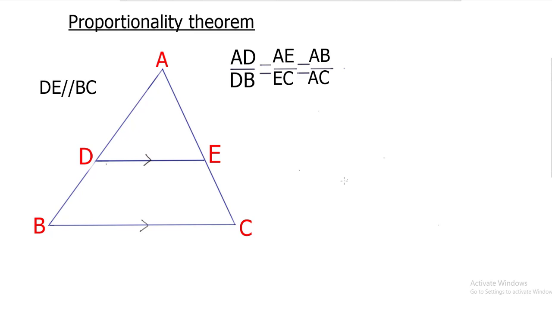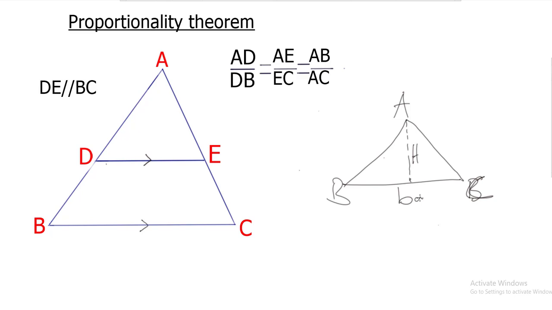But first of all, I want to show you something here. If you have a triangle like this, the triangle ABC, and you make this the head of your triangle, this becomes the base. So if you draw a line here, this line will be the height of the triangle, and this side you call the base of the triangle.